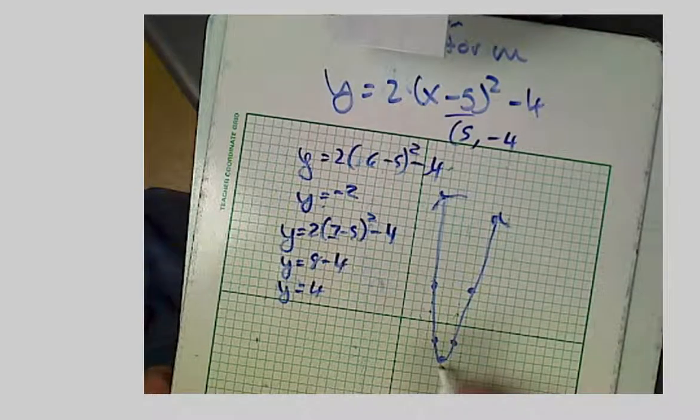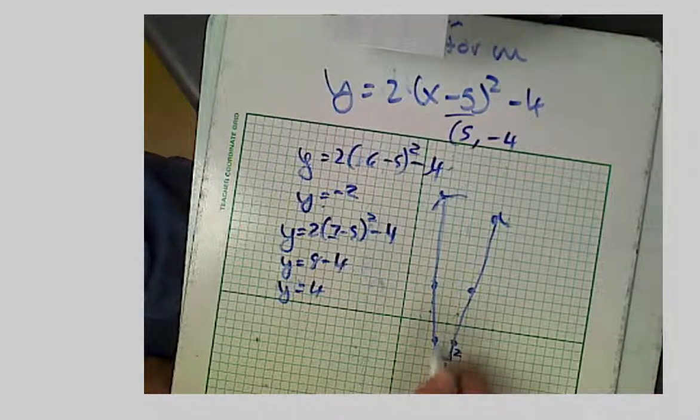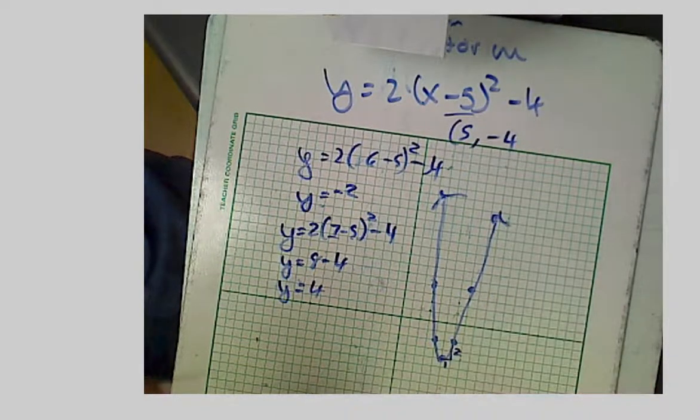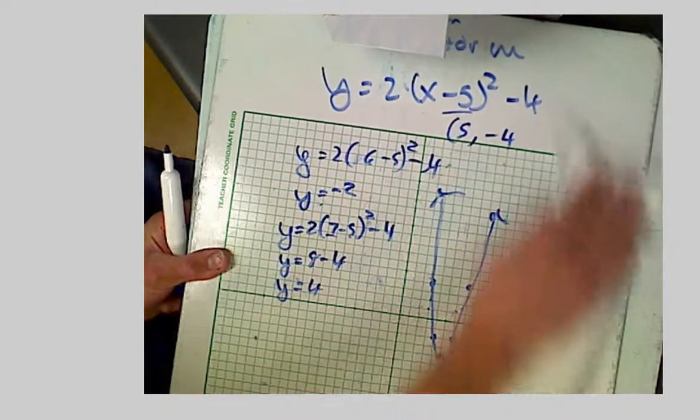And you will notice that from the vertex to the first point in both directions is 1, 2. And that is generally true, that you can count that off to the first one there for your vertical stretch. So that's graphing one equation in vertex form. Let's graph another one real quick, just for practice.